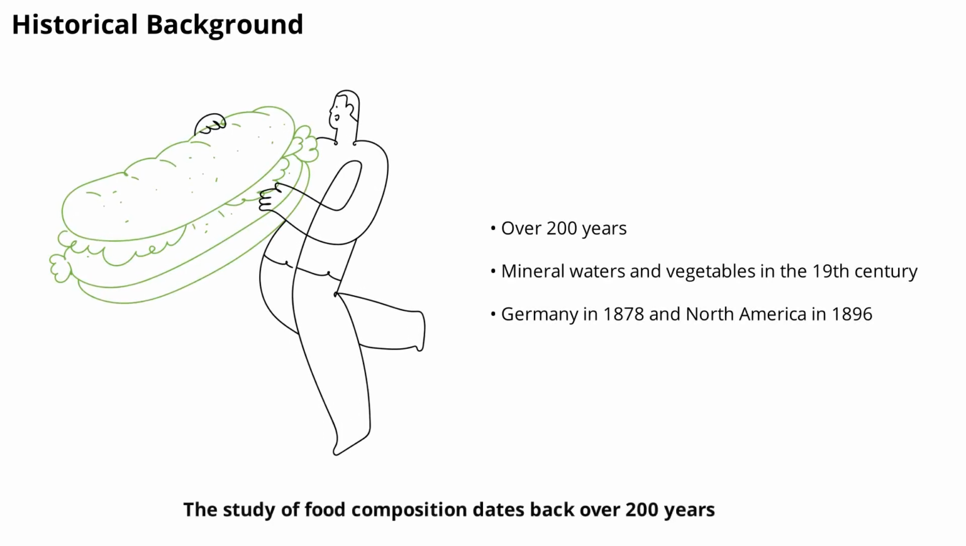The study of food composition dates back over 200 years. Early records include analyses of mineral waters and vegetables in the 19th century. The first modern food composition tables appeared in Germany in 1878 and North America in 1896. In the UK, interest grew during World War I, leading to the first edition of the Composition of Foods. Since then, food composition data has evolved into comprehensive databases, supporting nutrition science and public health worldwide.